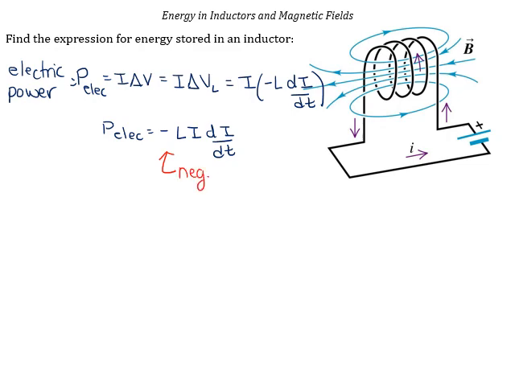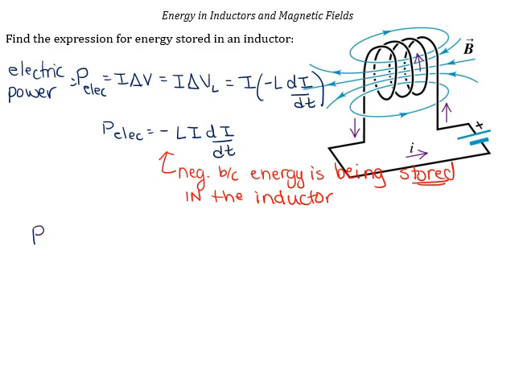Negative because energy is being stored in the inductor. So if the energy is being stored in the inductor, that means the power of the inductor is positive. So the power of the inductor is equal to negative power of the electric circuit. So it comes out of the circuit into the inductor. So those guys are equal and opposite.